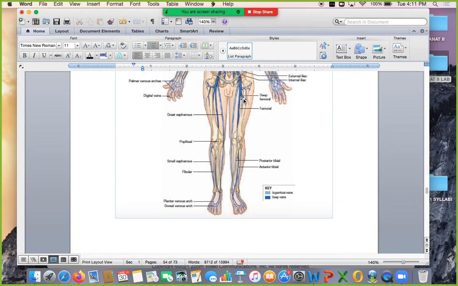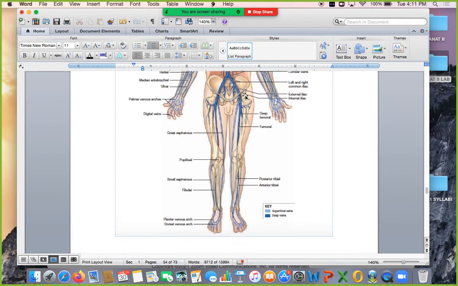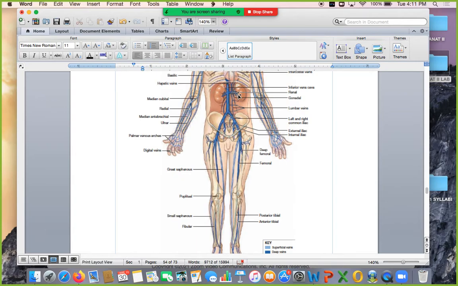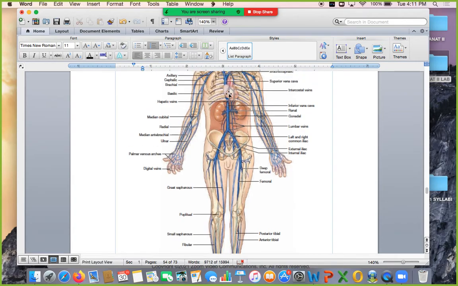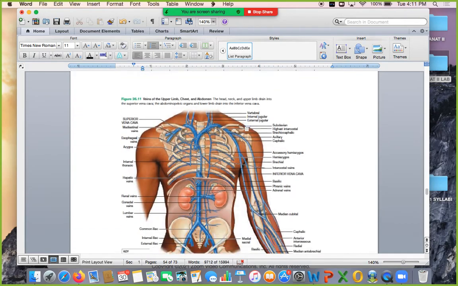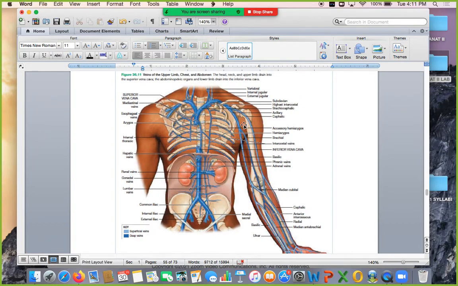Additionally, we have the femoral and the deep femoral, just like we saw before. Those come up into the iliacs, the external and internal iliacs, which meet at the common iliac, and then are going to feed up into all of the different branches of the abdomen, and we'll talk about those branches of the abdomen right here.